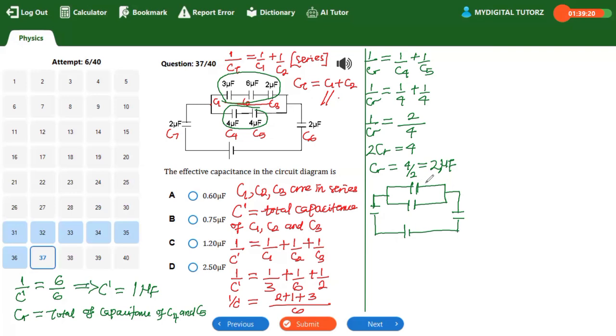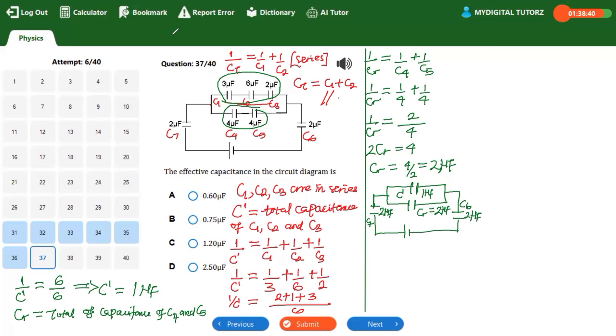So as you can see, this upper one is now our C prime, which we found to be 1 microfarad. And the downward one that we found, that is CR, which we found to be 2 microfarad. This side one still remains as our C7, which is also 2 microfarad. Here is our C7. And the other side here, C6, which is also 2 microfarad. So here is our C6.